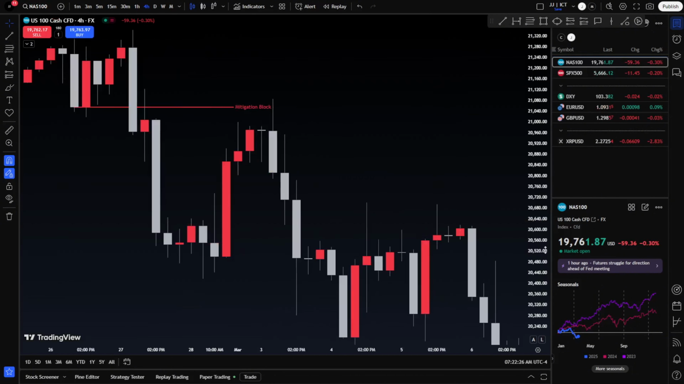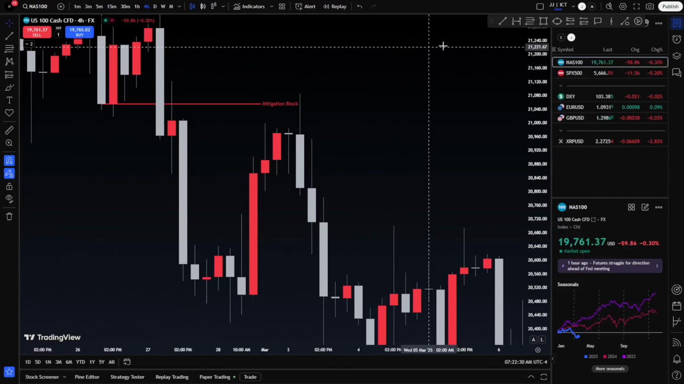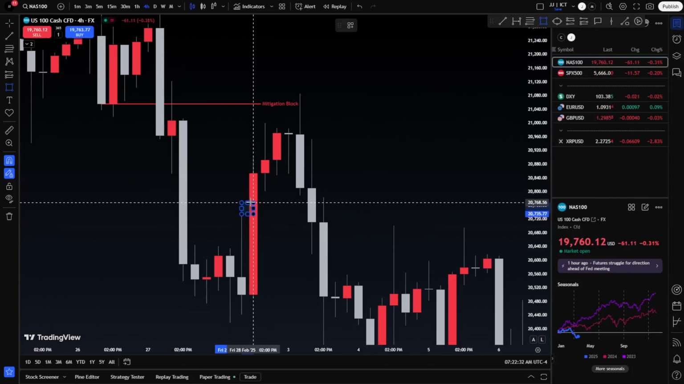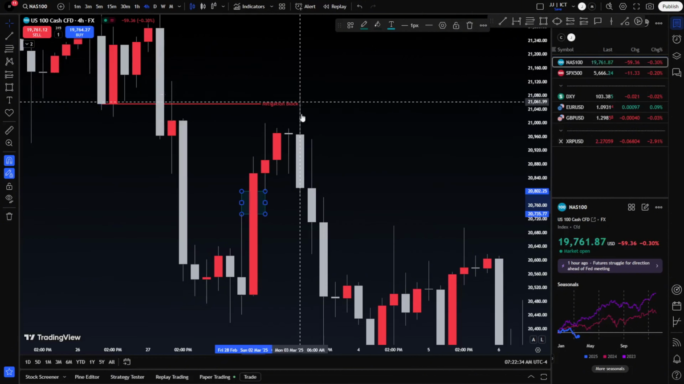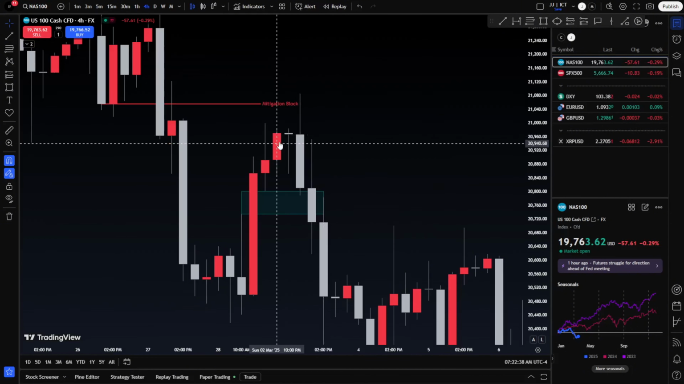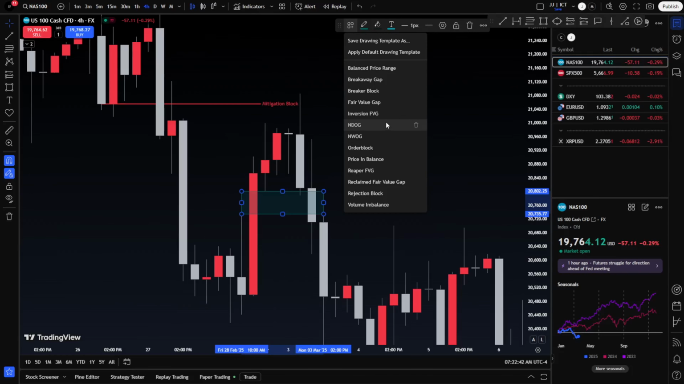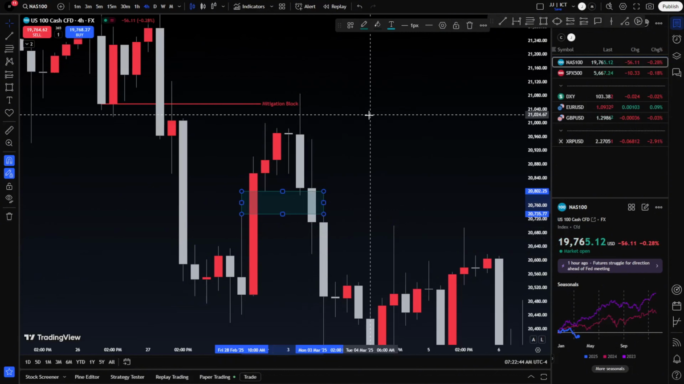As a matter of fact, I didn't even notice, but it ran through it and came back into it. So this is an inversion. Even if you miss this mitigation block here, well, guess what? You have an order block and an inversion. If you miss the order block, you got this inversion right here.